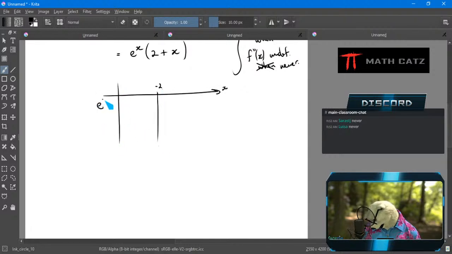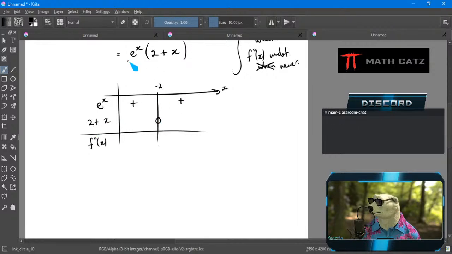Then I'm going to list everything. I have an e to the x. I have a 2 plus x, and they combine to give me my second derivative. E to the x, we just said, is always positive. 2 plus x is 0 when x is negative 2. It's multiplication to make the second derivative 0. It's going to go, double check, negative to positive. I don't guess. I don't memorize. I just do it very quickly. You have to be sure.